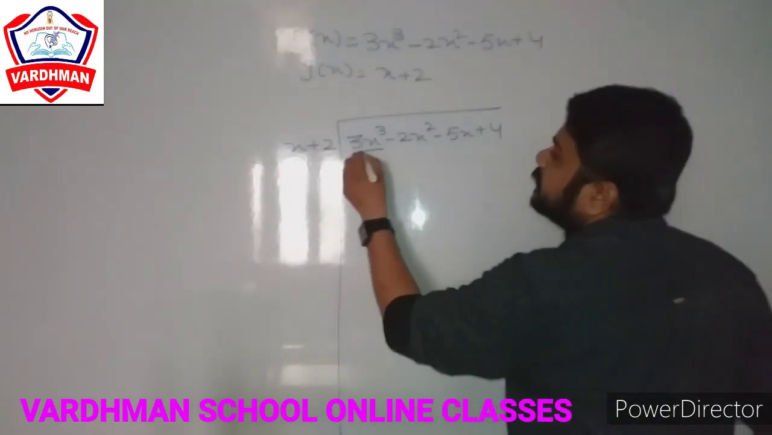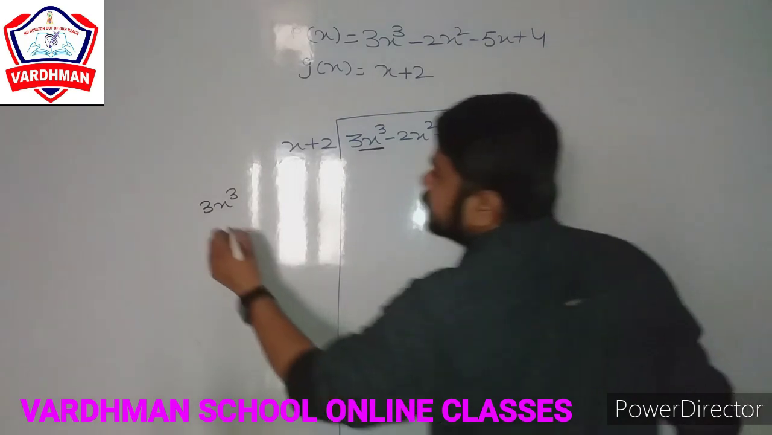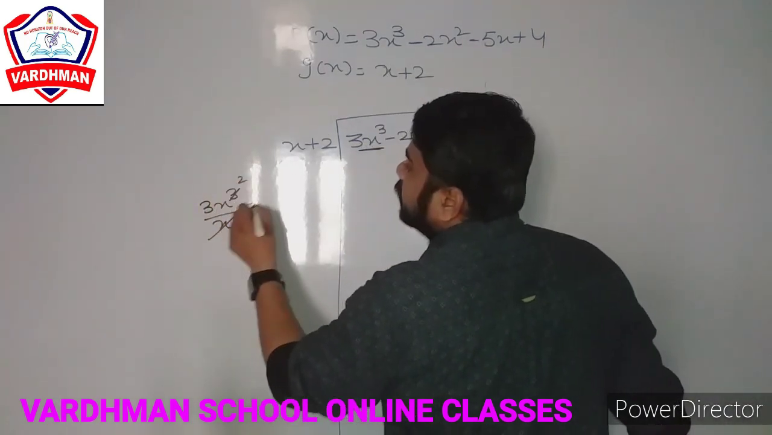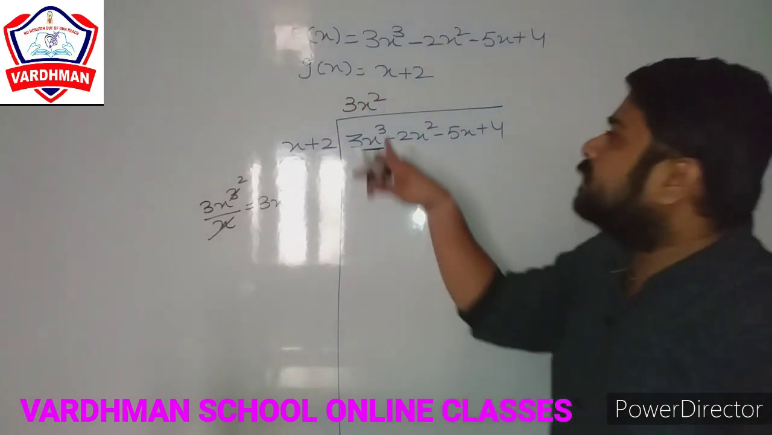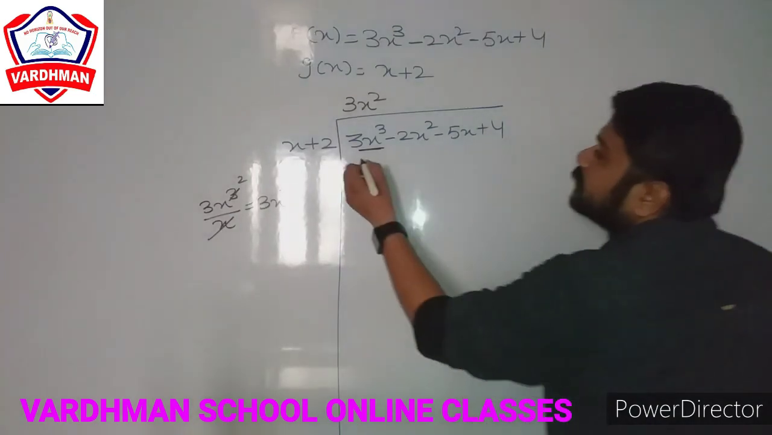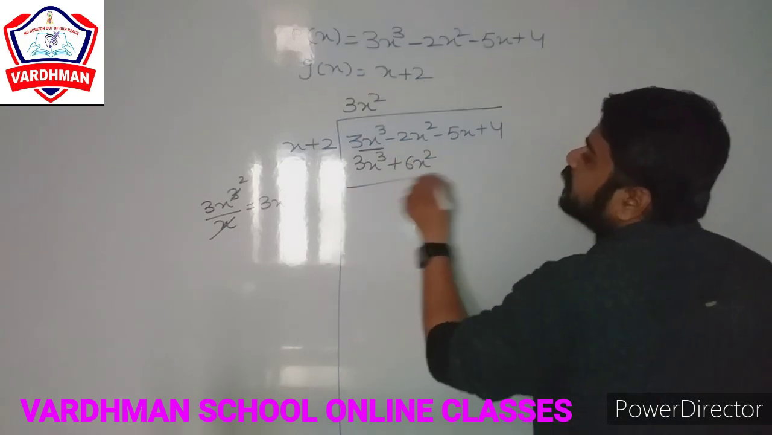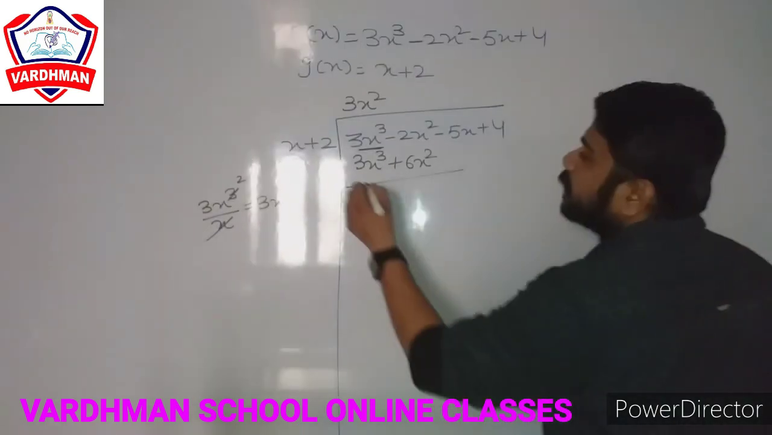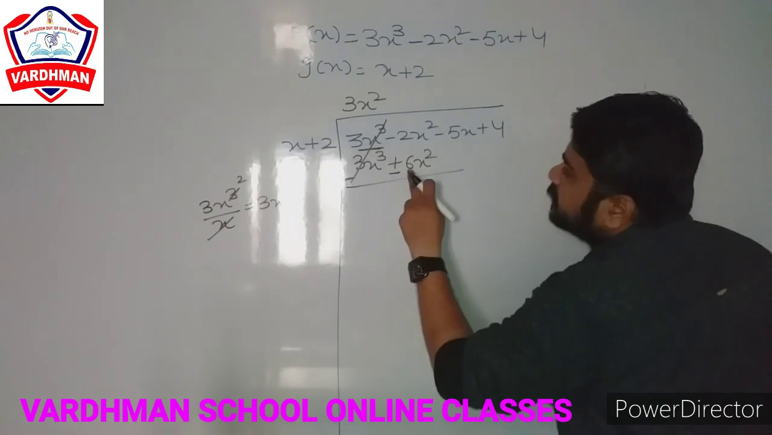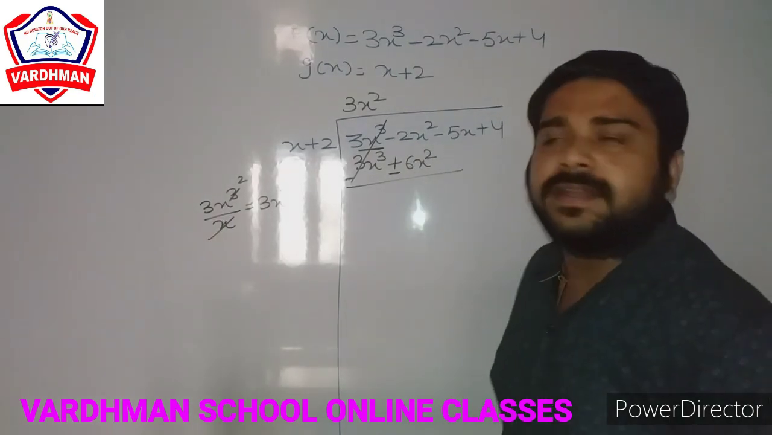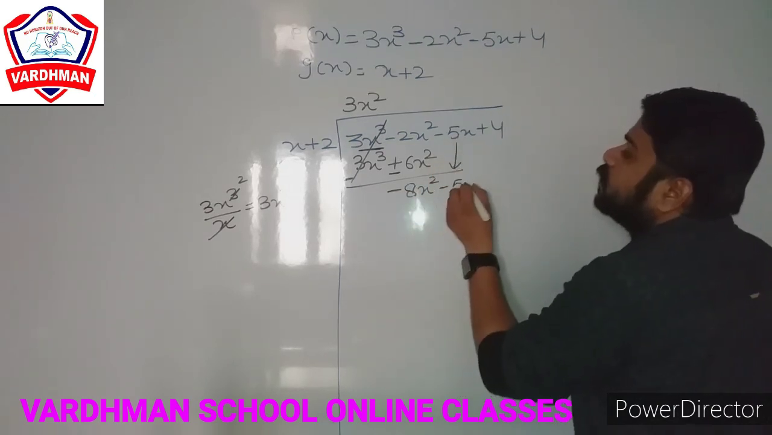First there is the 3x cube and there is the x, divided by x, quotient 3x square. Put here 3x square. After this multiply both values, so 3x cube and plus 6x square. Now change the sign, minus and minus, these cancel. Again there is the minus and there is the minus, so minus 2 minus 6, minus 8x square, and minus 5x goes down.